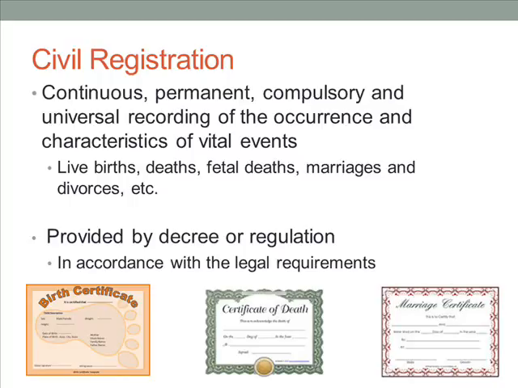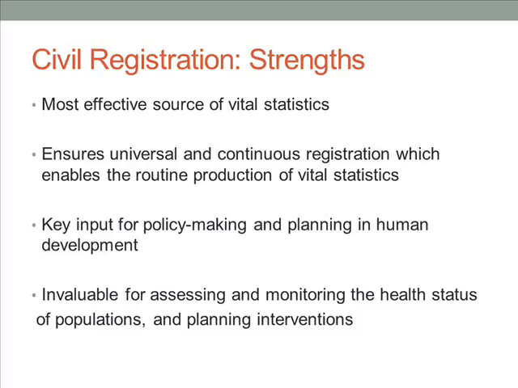It is a continuous, permanent, compulsory and universal recording of the occurrence and characteristics of vital events. Civil registration includes live births, deaths, fetal deaths, marriages and divorces, etc. Civil registration has been provided by decree or regulation, in accordance with the legal requirements. Slide 12. Which are the strengths of civil registration?